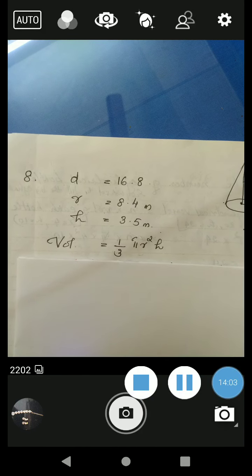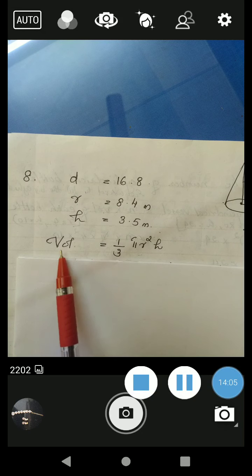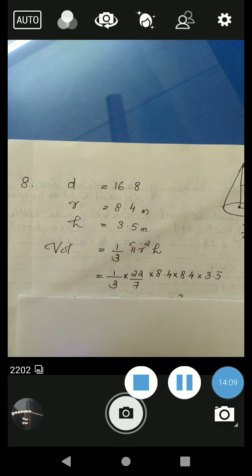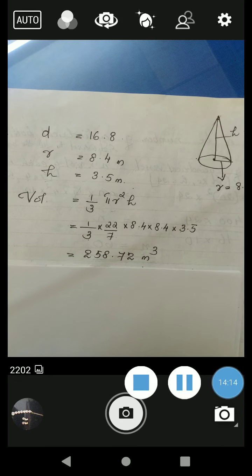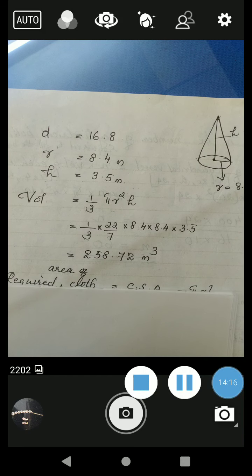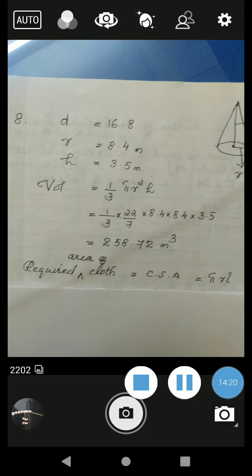We can write the given things. Diameter is equal to 16.8, therefore radius is 8.4. h is equal to 3.5. And we know first you have to find its volume. So first write the formula. Volume is equal to 1 by 3 pi r square h. Therefore, substitute values. We will get volume is 258.72.